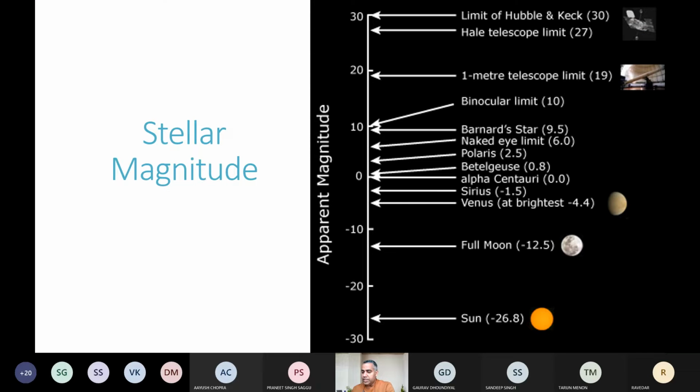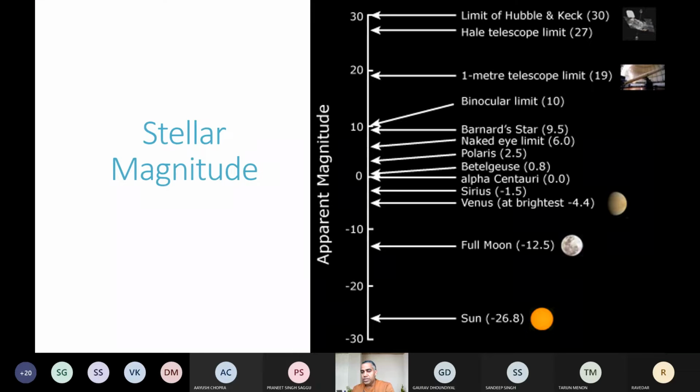So this brightness of the celestial body is depicted by a scale which we know as stellar magnitude scale. If you want to refer to the brightness of a particular star, you can refer to it by using this stellar magnitude scale. Now, one important thing about this scale is that it is inversely proportional to the brightness of a star. Means the more bright a star is, the lesser will be its magnitude.